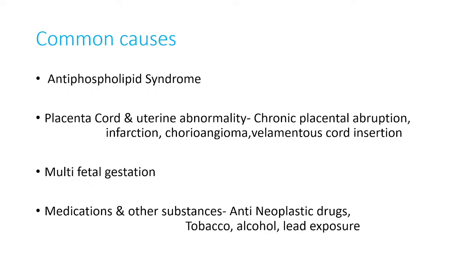Placenta, cord and uterine abnormality, as I have already told, chronic placental abruption, a small amount of bleeding is continuously occurring inside or behind the placenta. So, that decreases the effective nutrient transfer. Infarction inside the placenta, chorioangioma, velamentous cord insertion. These are the many conditions related to placenta, cord and uterine abnormality that cause FGR.